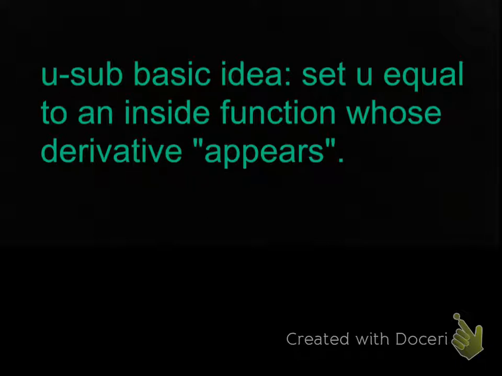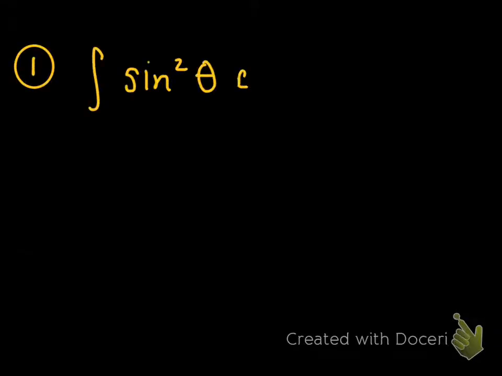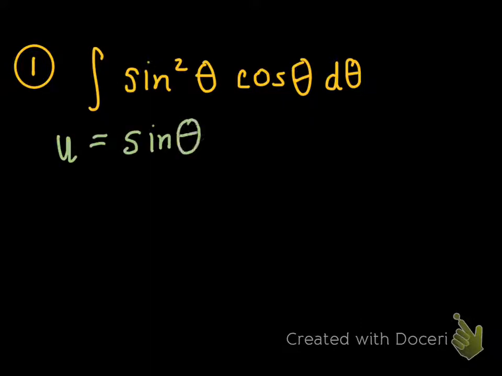So let's start with an example of an integral problem which requires U-substitution. This integral problem is the integral of sine squared theta cosine theta d theta. So the first thing you need to do is identify an inside function, something that is raised to a specific power. I see the inside function. The inside function is sine theta because it is the expression that is squared. So I want to set U equal to that inside function, sine of theta.